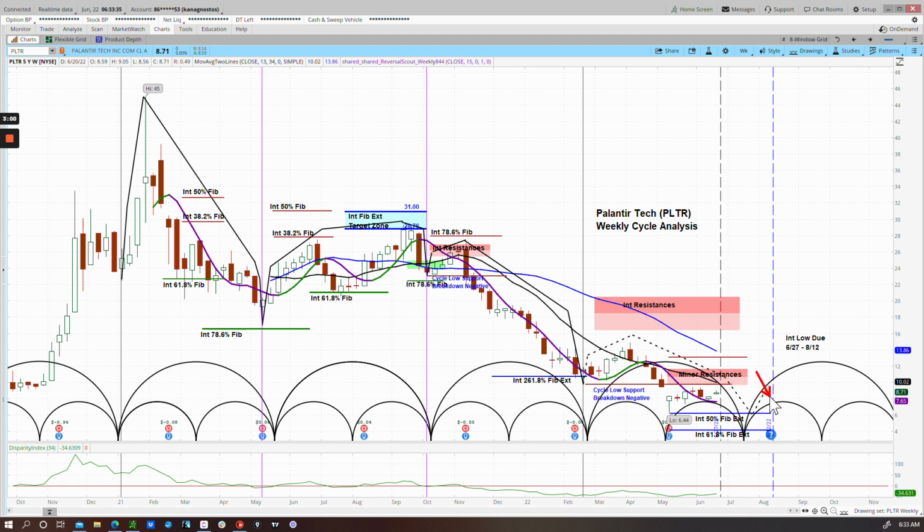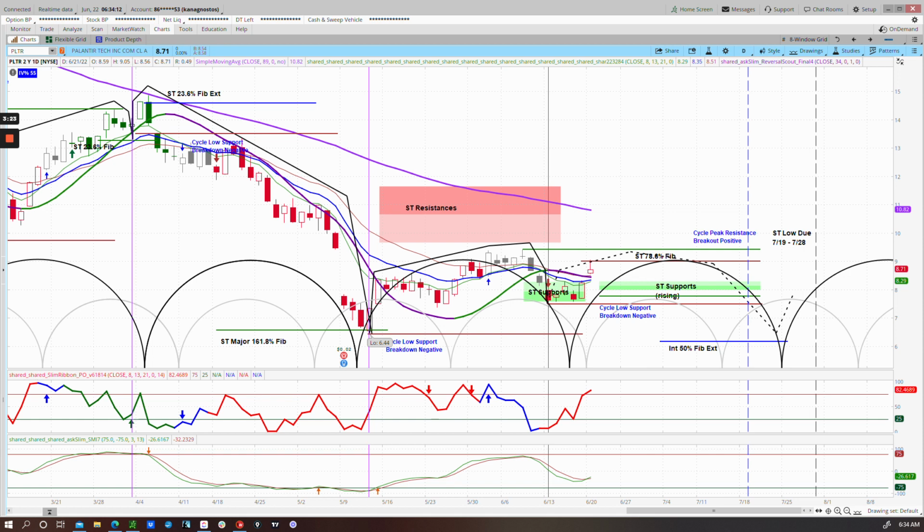August 12th. Now we are targeting a retest of that minor cycle low at 644, which corresponds approximately to this intermediate 50% fib extension level at 618. And below that, we have another fib extension level at 413.